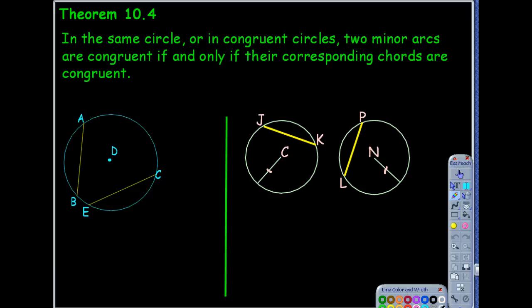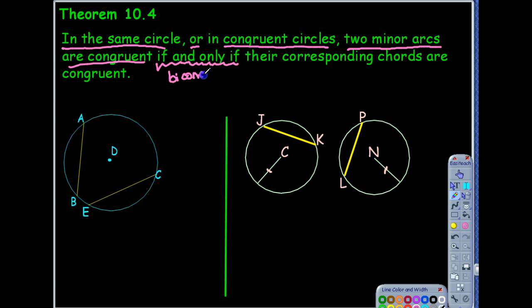I've got a few of these things today. So this theorem says, in the same circle or in congruent circles. You're going to notice that's going to be a common trend too, because a lot of things, we can't do with them or have any special relationships if there's no special relationship between the two circles. So either in the same circle or in congruent circles, two minor arcs are congruent if and only if, biconditional, means it's going to work both ways, right? Their corresponding chords are congruent.